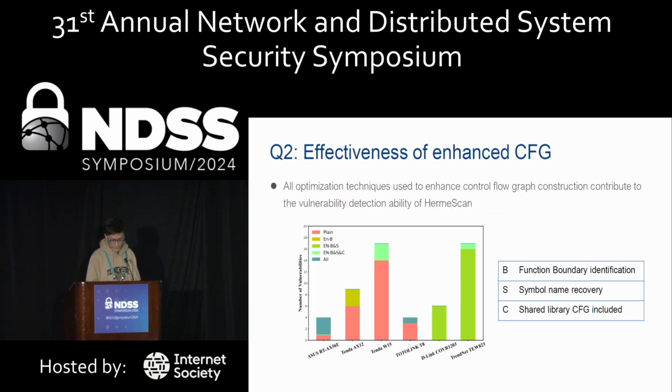We also experimented with different combinations of control flow graph enhancement to figure out the contribution of each option. In this figure, we tested different strategies, including identifying function boundaries, recurring symbolic names, and the shared library control flow graph. Evaluation results show that all these strategies remarkably help discover more vulnerabilities as a result of finding more functions to analyze.